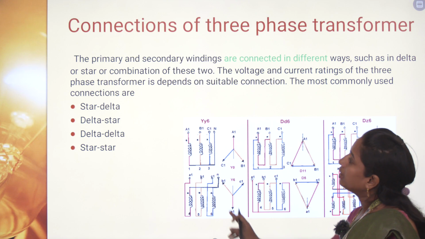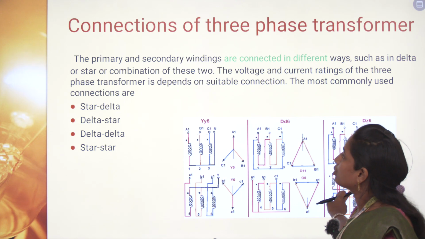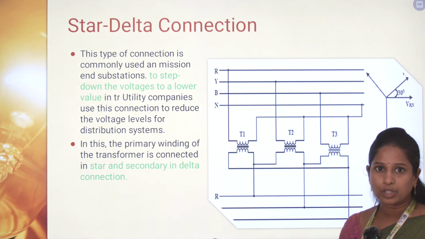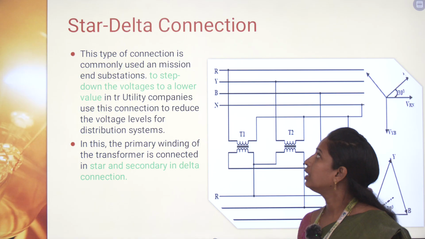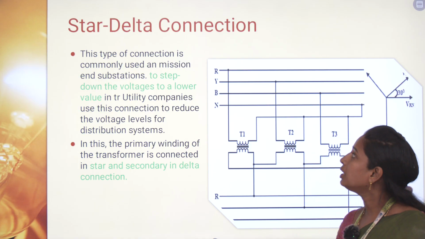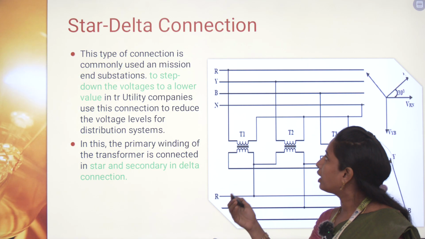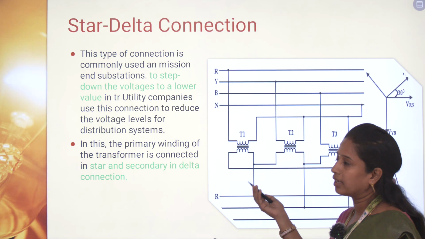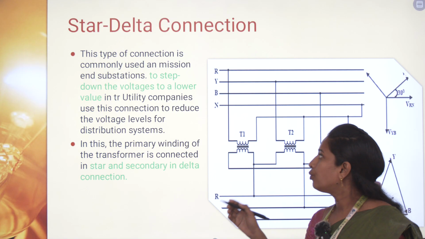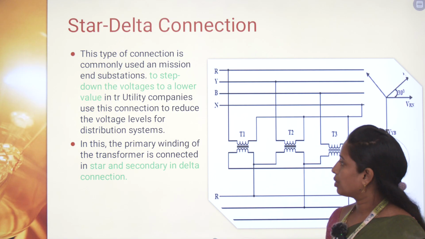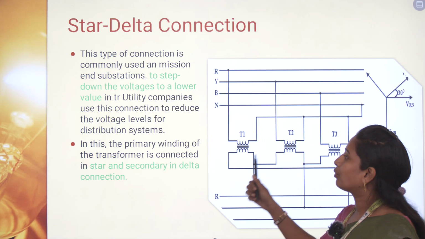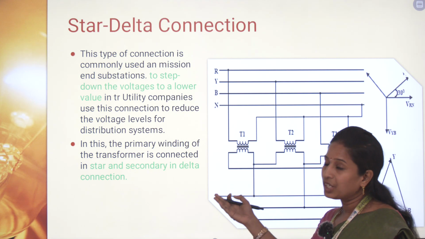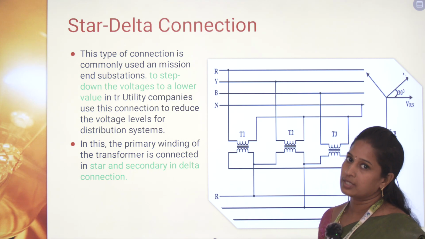Coming to that, first we will discuss the star to delta connection of a three-phase system. We particularly use the star to delta connection for the purpose of stepping down the voltages to a lower value, and most of the industries and companies use this connection to reduce the voltages to the level of the distribution system. Also, the primary winding of the transformer is mainly star connected, and the secondary winding is connected with the delta connection.